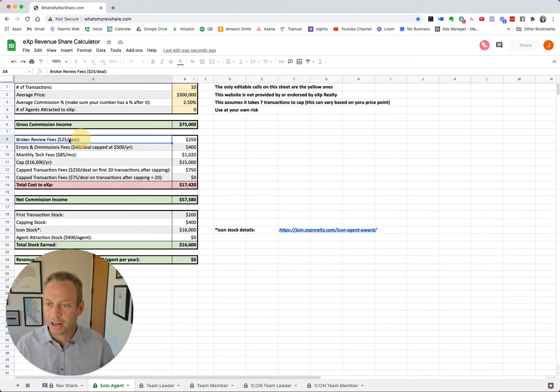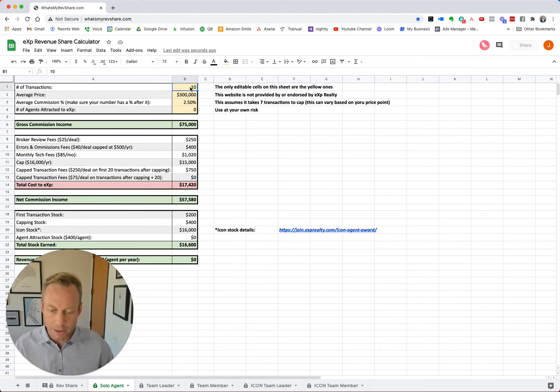Super simple. $25 per deal, broker review. That's every deal forever, always at EXP. Errors and omissions is $40 per deal, and that's capped at $500. And then tech fee $85 per month. And then you cap at 16,000, right? So this person would be really close to capping, but not quite.